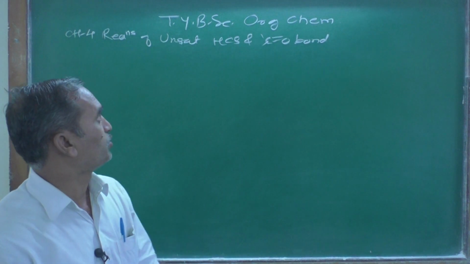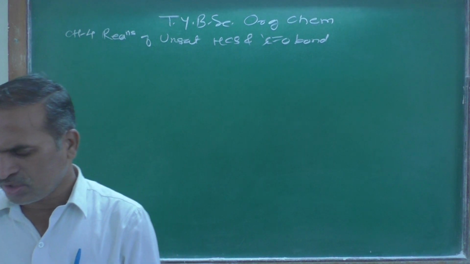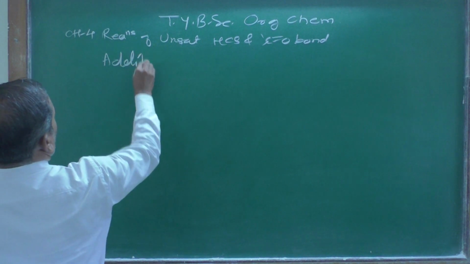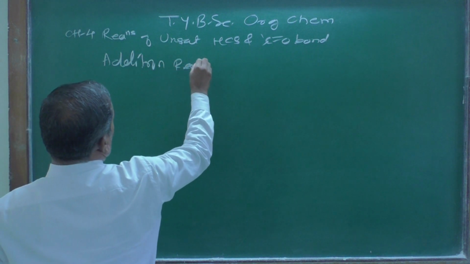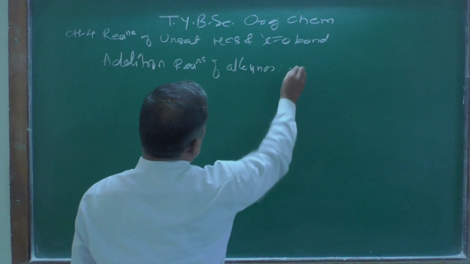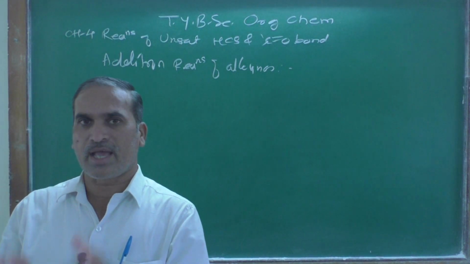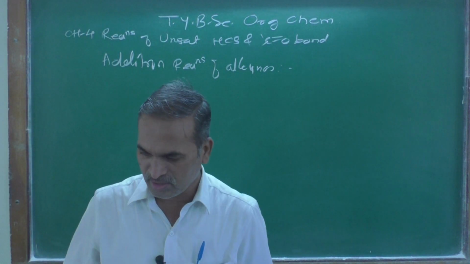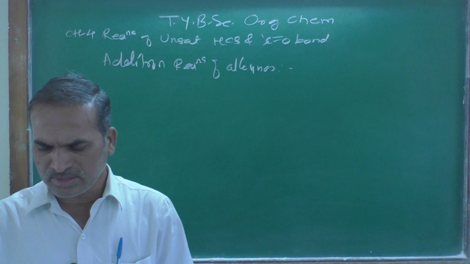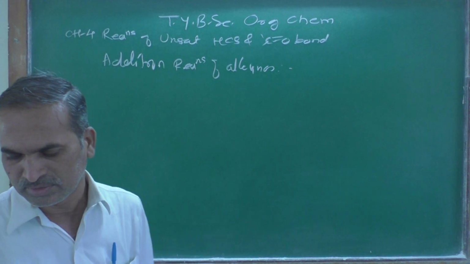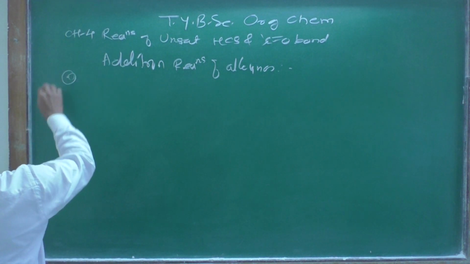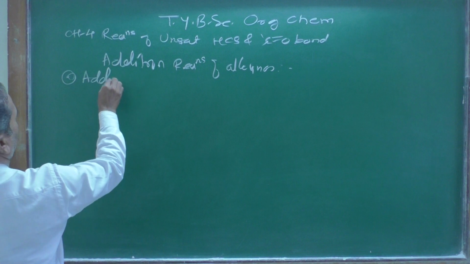Today what we are going to learn is the addition reactions of alkynes. Addition reactions of alkynes, and as we know, alkynes contain a carbon-carbon triple bond, which we already learned about in the introductory part. Then let us see here the addition of halogens. In the addition reactions of alkynes, the first one we are going to learn is the addition of halogens.